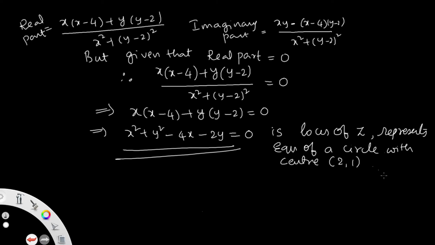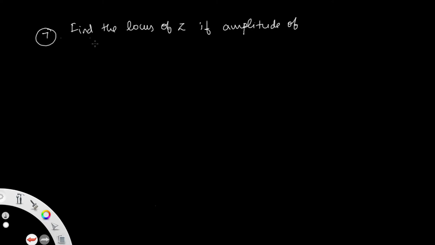Okay, next go to the second question, the seventh question. In a similar method, find the locus if the amplitude of (z minus 2) by (z minus 6i) equal to pi by 2.